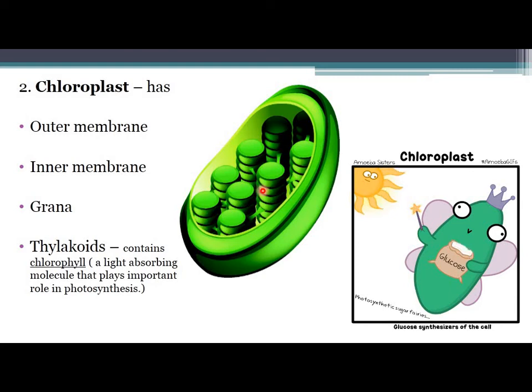Diyan sa thylakoids na yan, itong loob na itong mga grana na to, mga granum na yan, meron diyan tinatawag na thylakoids which contains chlorophyll. Pag sinabi natin chlorophyll, it is a light absorbing molecule that plays important role in photosynthesis. Ibig sabihin yung chlorophyll ang nag-a-absorb ng light energy, para ang isang halaman ay makapag-produce ng kanyang sariling pagkain through the process of photosynthesis. And ano yung pagkain na yun na kanyang ipoproduce? That is glucose. No? Tatandaan nyo yan na glucose.